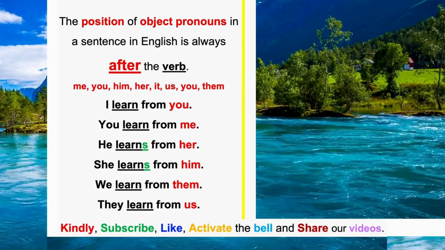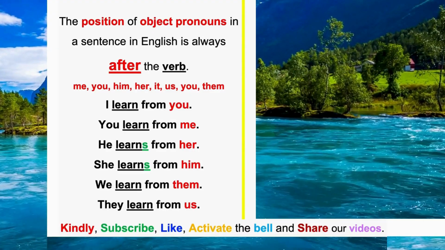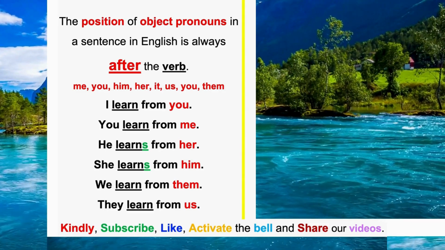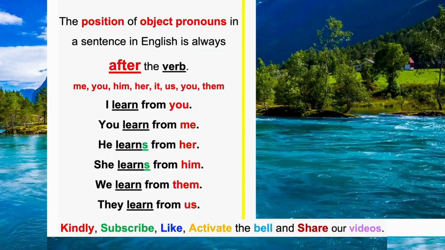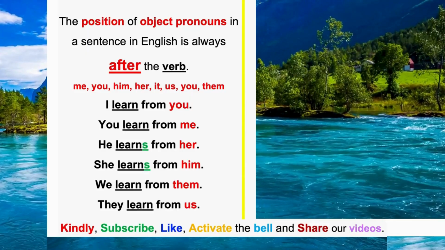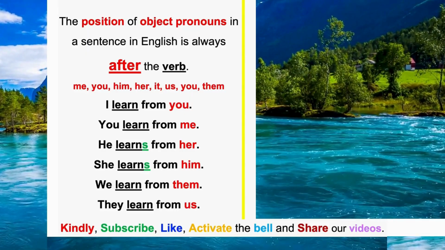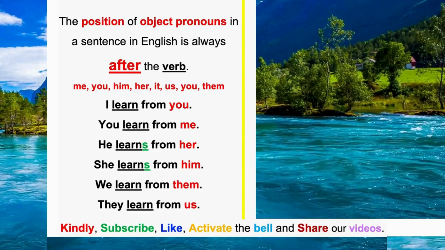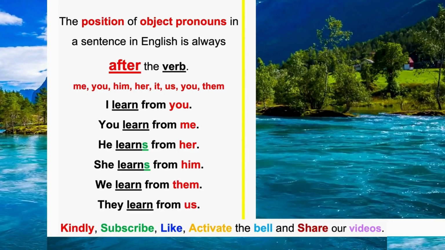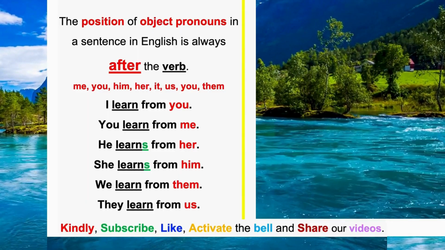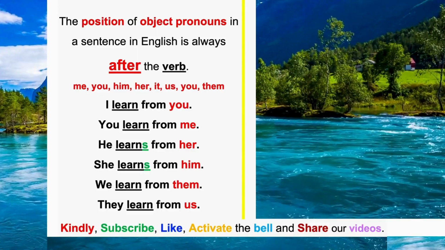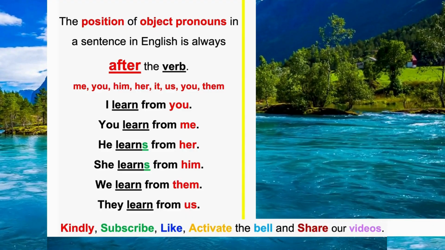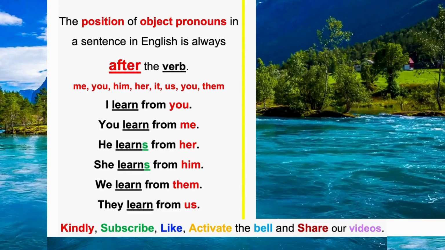So if we have a verb, these subject pronouns come before the verb. These object pronouns come after the verb. We learn from them. Them, is it after the verb or before the verb? Of course, it's after the verb learn. They learn from us. So us is after the verb learn or before the verb learn? Of course, it's after the verb learn. So that's why we call them object pronouns. And I, you, he, she, it, we, you, they come before the verb. This is very important in English. Let's continue.